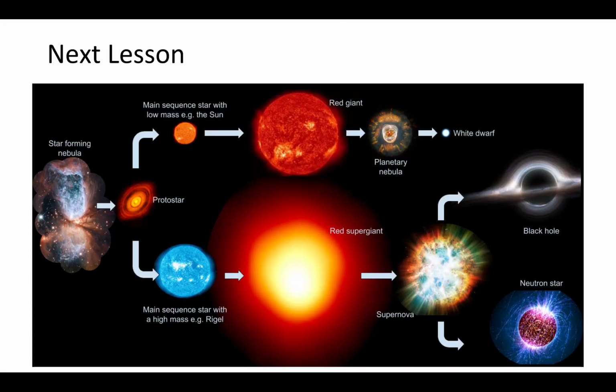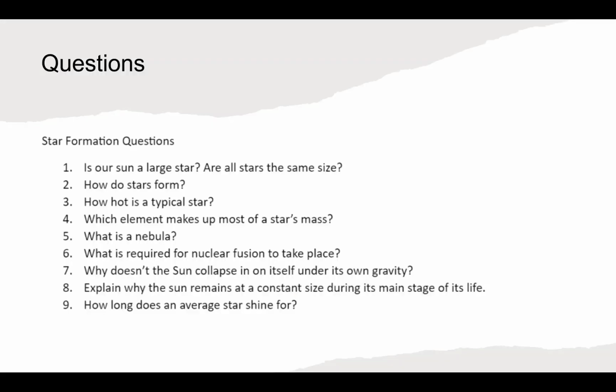If it's a large star with high mass, a different type of main sequence, burns hotter, doesn't burn as long. Red supergiant, supernova explosion, they're really interesting. We'll discuss those. Black hole or neutron star at the end. So I look forward to doing that one. Right, let's do some questions then. So if you want to pause and do these, and then we'll look through them.